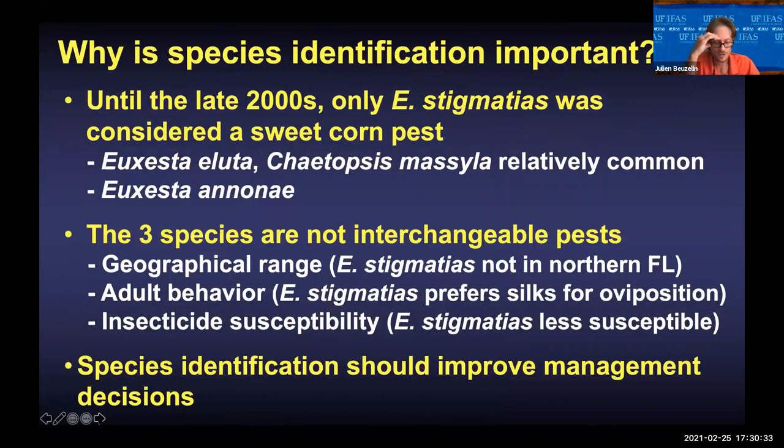So why is species identification important? Well, actually, until the late 2000s, only Euxesta stigmatia was considered a sweet corn pest, but we realized that there were different species and they are not interchangeable pests. Euxesta stigmatia is primarily an issue in the southern region of the state, prefers laying eggs on silks, but also it tends to be tougher to manage. So species identification is important for some management decisions.